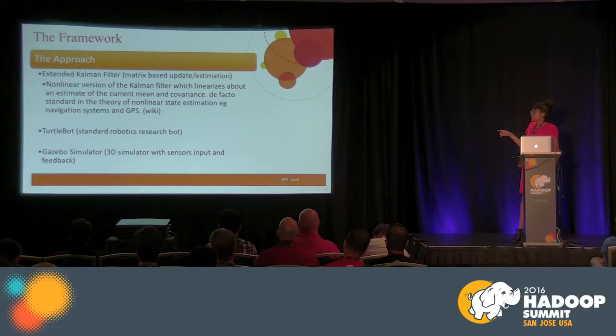For our simulation, I chose the Turtlebot. He's a standard robotics research bot, so a lot of robotics labs use the Turtlebot because he's relatively cheap for a robot, but he's pretty cute. And then there's the Gazebo Simulator. It's another open source tool which simulates the sensors, the feedback, and the movement of the robot. So you can implement your algorithms and then run them in the simulator to test how they actually work.